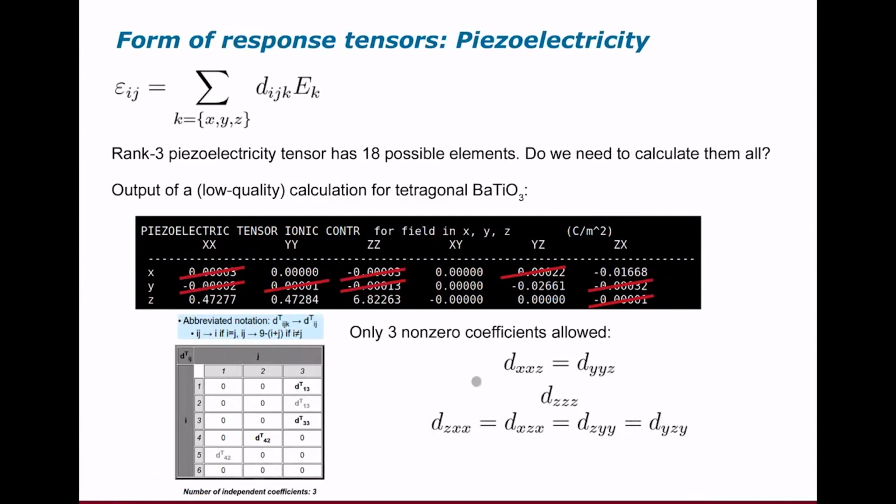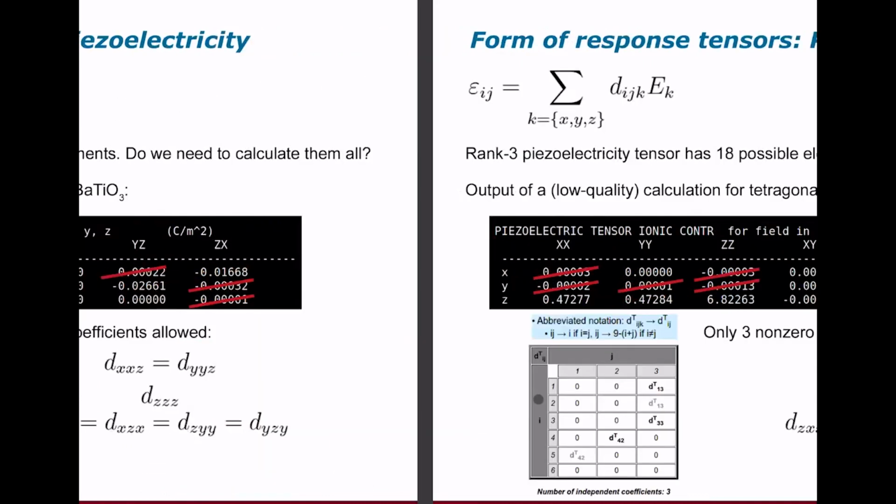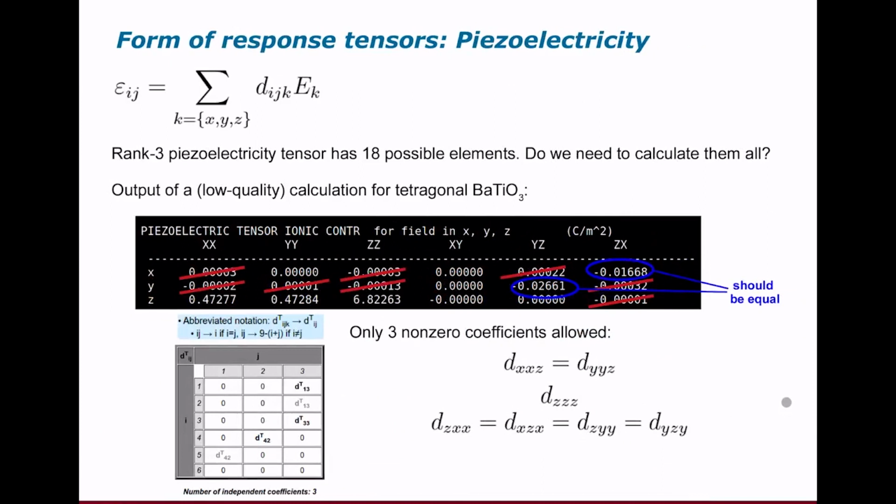These others are zero, so you can cross them out confidently. And these two are not only non-zero, but they should be equal to each other. So again, reporting this output in a paper, you should symmetrize this, because the symmetry of your system says that these two should be equal to each other. And the only reason that these two are not equal to each other is that your DFT calculation did not respect the symmetry of the piezoelectric tensor.